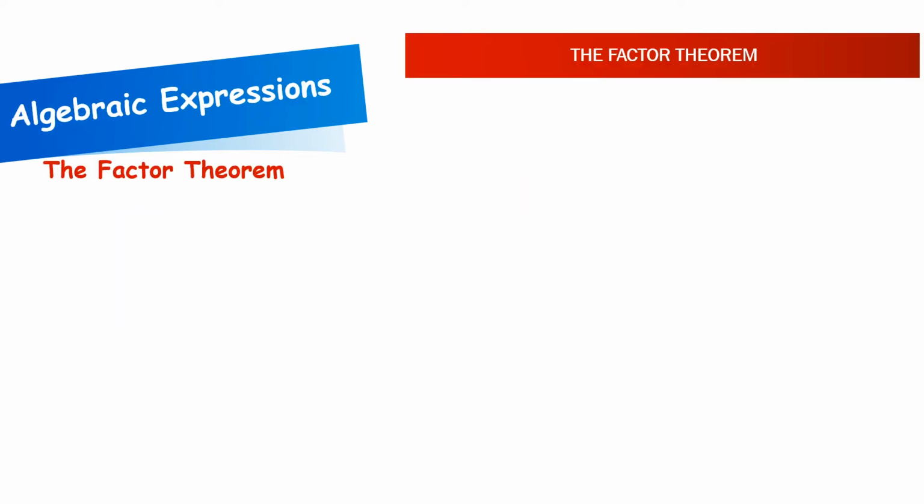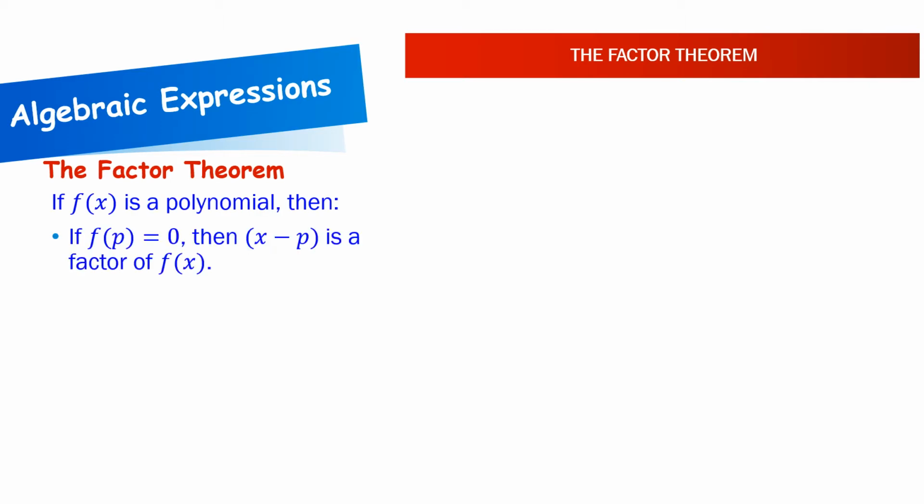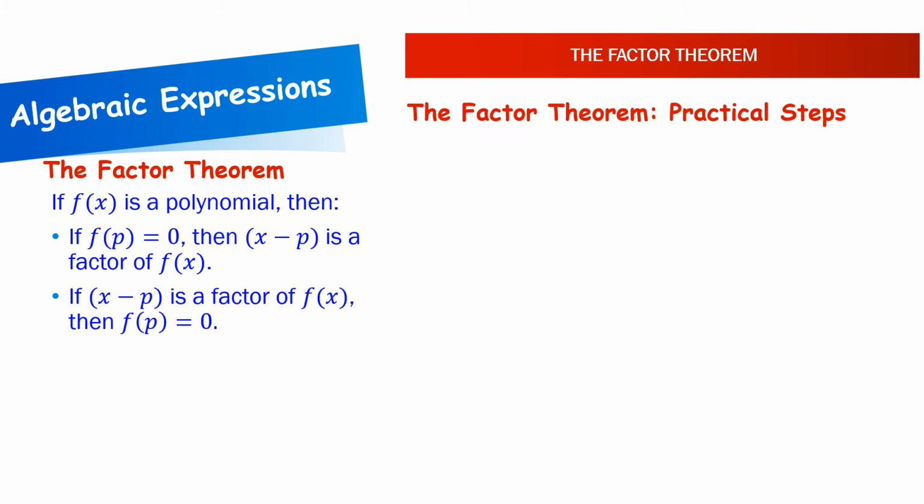The factor theorem states that if f(x) is a polynomial, then if f(p) equals 0, then x minus p is a factor of f(x). And if x minus p is a factor of f(x), then f(p) equals 0. Let's see how we can apply the factor theorem practically.